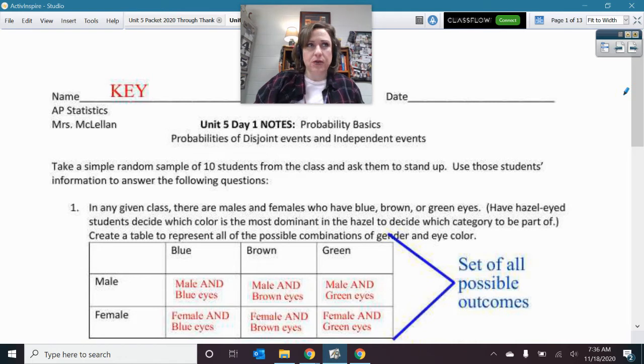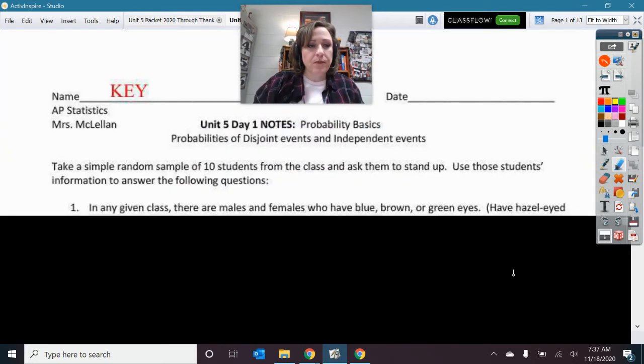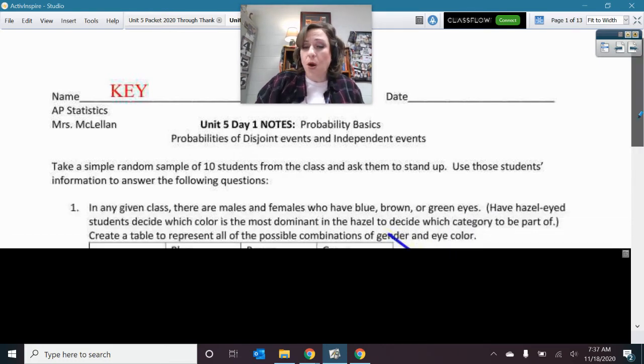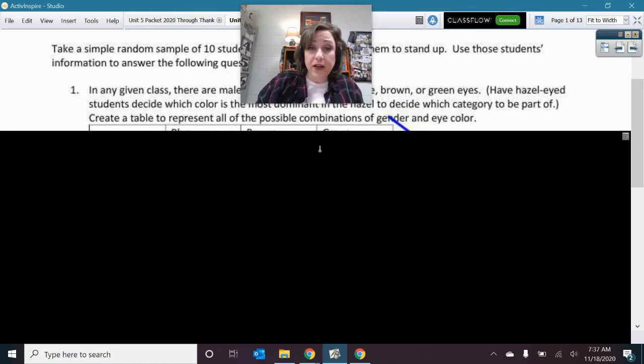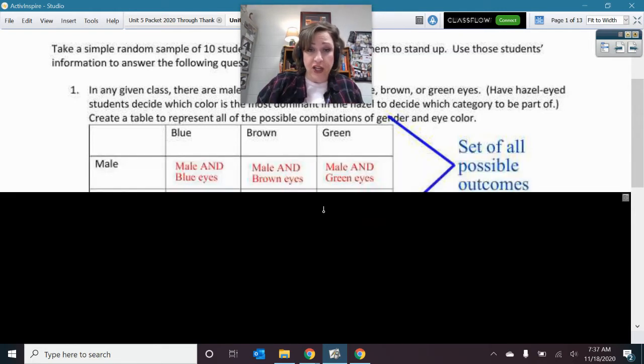First, we want to talk about finding probabilities of events that are disjoint and independent. We'll talk about what that actually means by definition in a minute. Say we took a random sample of the students in the class, using a random number generator of the desks, and determined if they were male or female, and then what their eye color was. We want to talk about all the possible options that we could have.